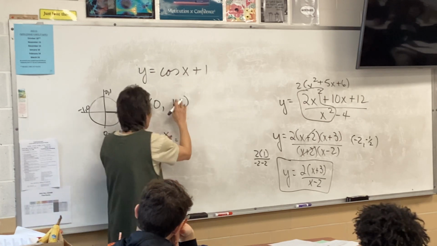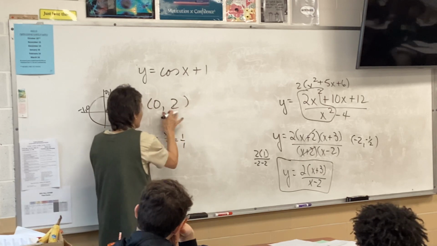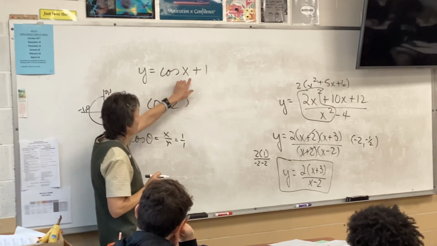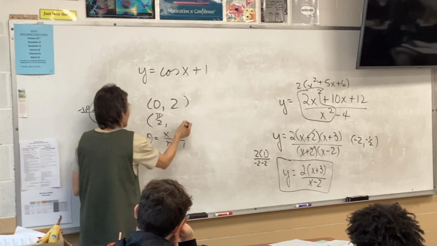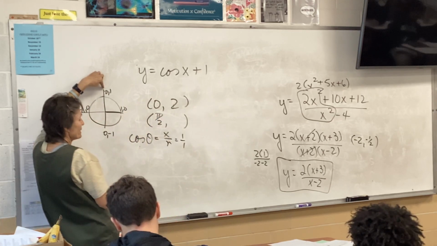Oh, wait, but I gotta add 1, so that would be 2. Because the cosine is 1, but I got a plus 1 on it. All right, so then I'll move up to pi over 2. What's the cosine here?